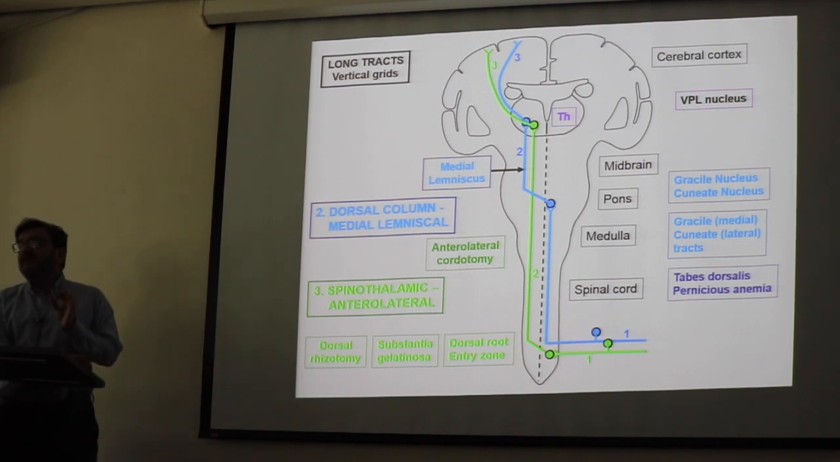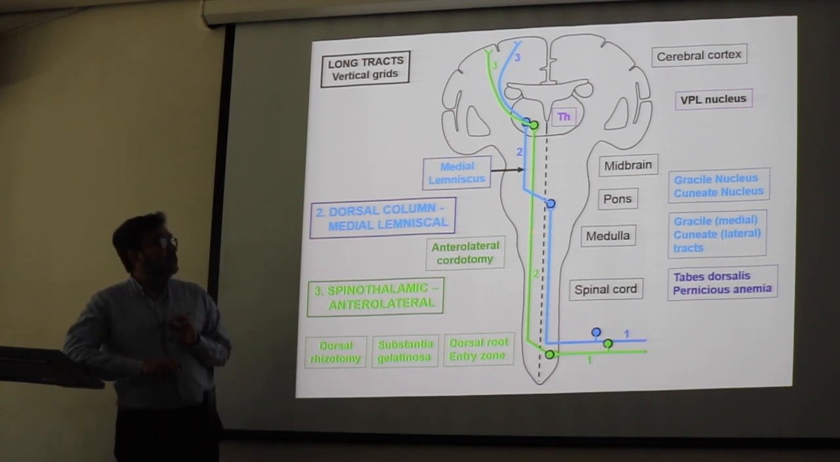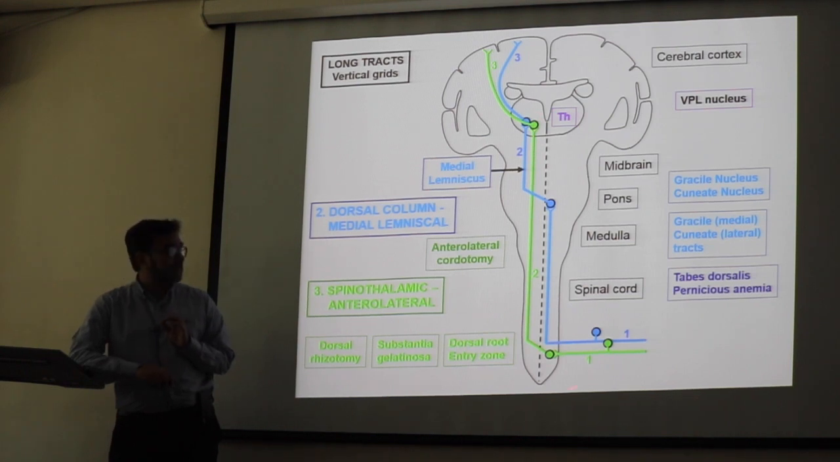synapse with the nucleus gracilis and nucleus cuneatus in the medulla, which are the cell bodies of the second order neurons. The axons of the second order then cross the midline and ascend through the pons and midbrain and reach the thalamus, where they synapse with the ventro-posterior lateral nucleus of the thalamus, and the third order neurons go to the post-central gyrus in the cortex.